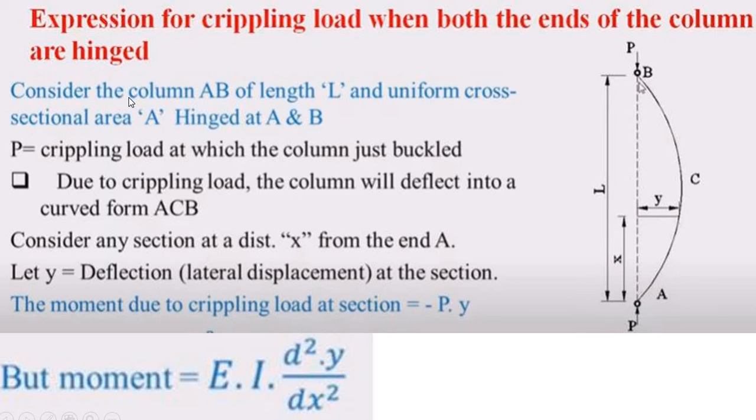So consider the column AB of length L and uniform cross-sectional area A hinged at A and B, where P is the crippling load at which the column just buckled. Due to crippling load, the column will deflect into a curved form ACB. And now consider any section at a distance x from the end A. Let y equal the deflection or lateral displacement at the section.